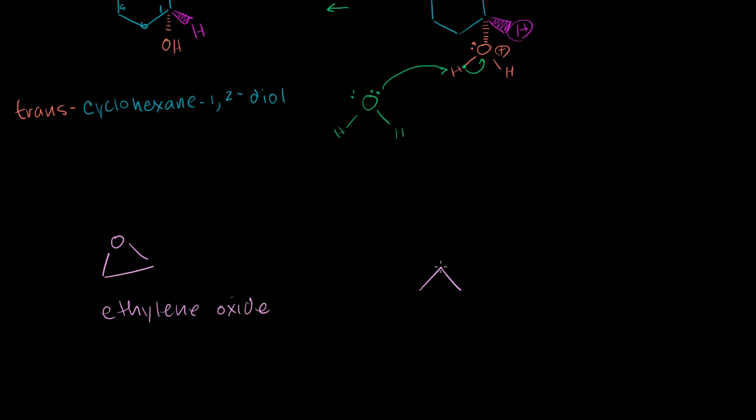Let me try my best to draw it. We have something that looks like this. And so this part, if we just look at the main chain, you could view this as a propane, having 3 carbons, 1, 2, 3, and then a methyl breaking off of it.